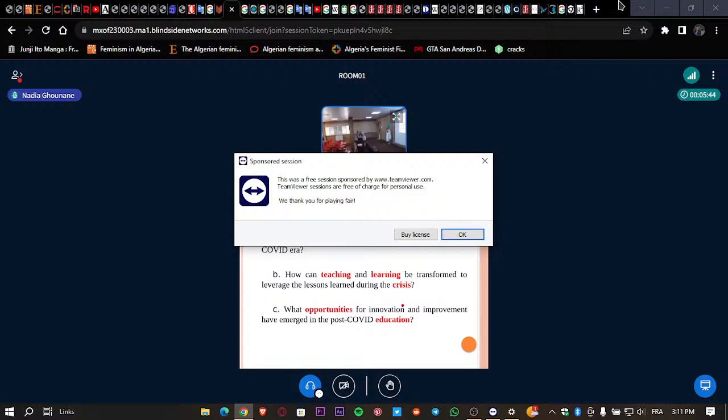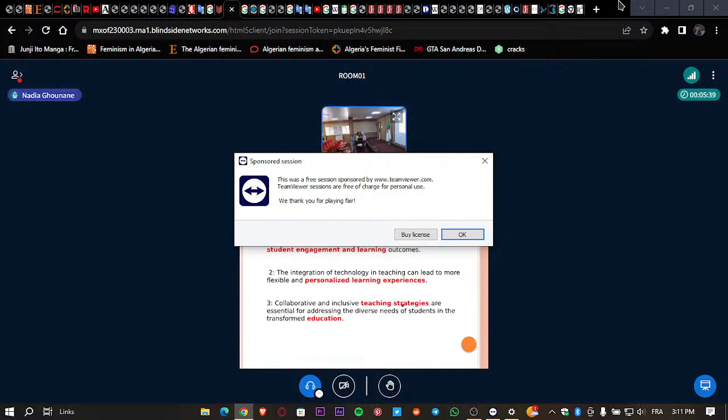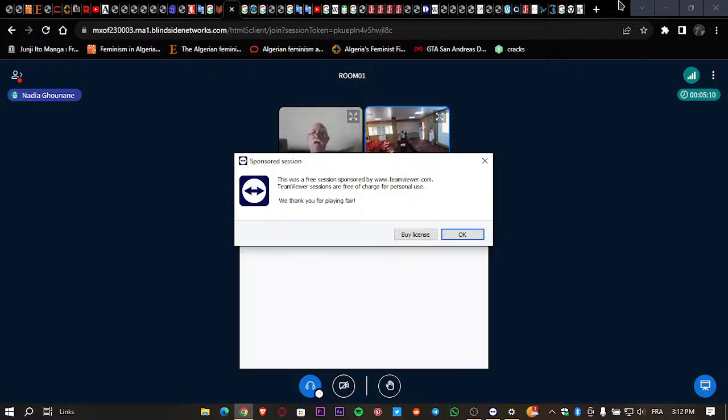Concerning the hypothesis, the post-COVID era provides an opportunity for educators to adopt innovative pedagogical approaches that enhance students' engagement and learning outcomes. The integration of technology in teaching can lead to more flexible and personalized learning experiences, and collaborative and inclusive teaching strategies are essential for addressing the diverse needs of students in the transformed education.